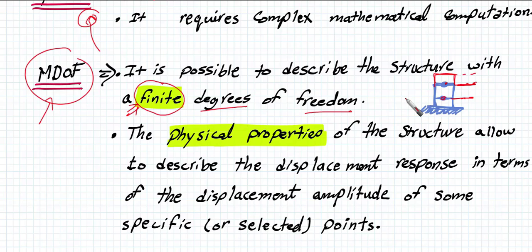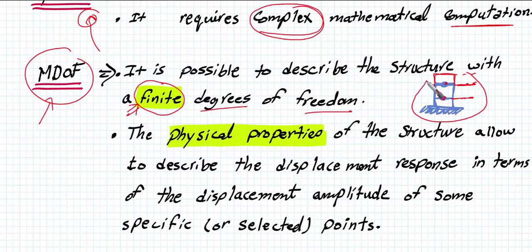Then in this case, we are going to avoid the complex mathematical computation that is present in the case of continuous systems. So based on that, we need to define something that meets this description, which can be described by a finite number of degrees of freedom. We found that there is a kind of prerequisite that is needed in order to meet this requirement.